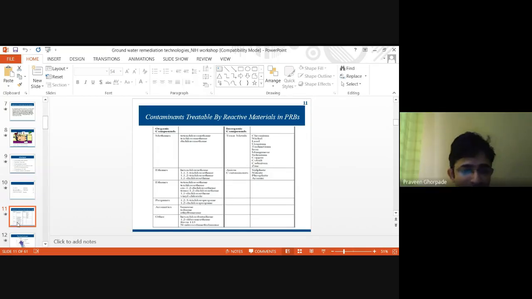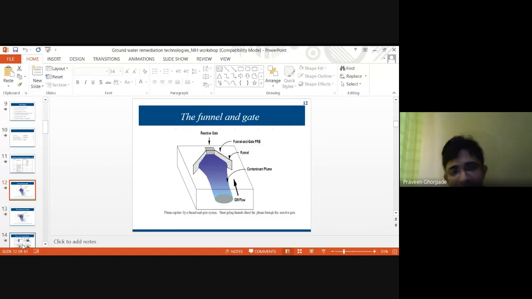Okay. Now, if you look into this, there are different types of PRBs. First type is called funnel and gate PRB. Basically, the groundwater flow will be there, and you can see there is a funnel here. This funnel is meant to regulate and direct the groundwater. It should flow through this particular reactive gate. So that is the reason why this is called funnel and gate. It will converge the water flow into that, and it will force that water to flow through that PRB. So that is how it is called funnel and gate.